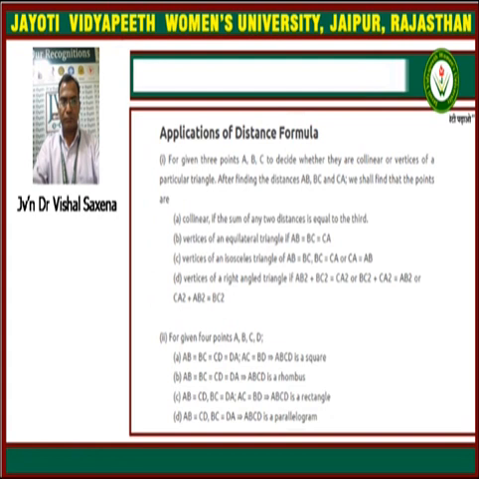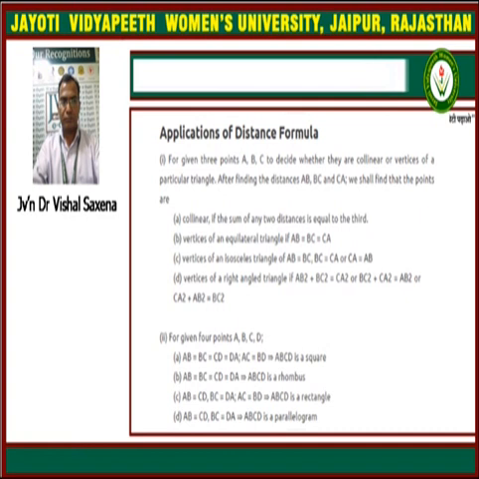Now application of distance formula. The distance formula is a very important part, and let us see where it can be applied. It can be applied for the check of collinearity, meaning if the 3 points are collinear, then we can check by the distance formula also. Collinear means if the sum of any two distances is equal to the third distance, then the 3 points are collinear. If the sum of two distances is equal to the third distance, then definitely the 3 points are collinear.